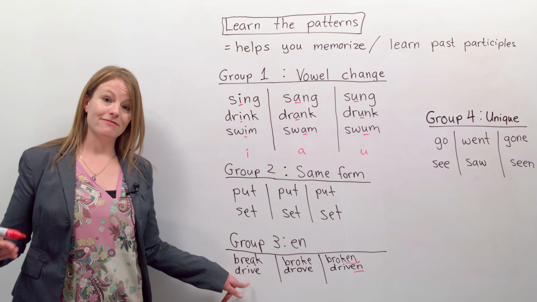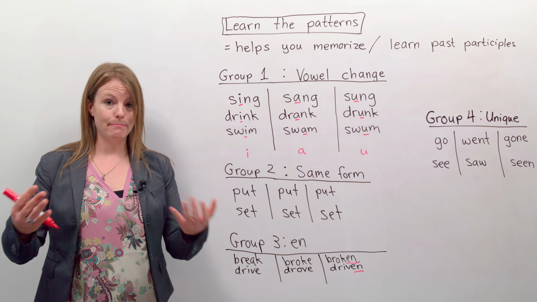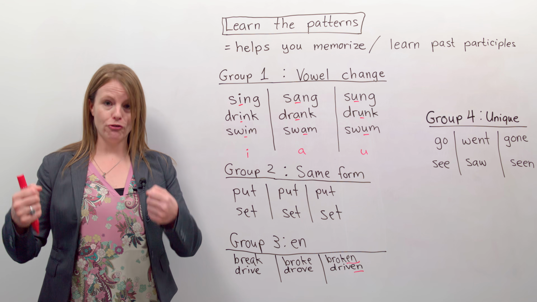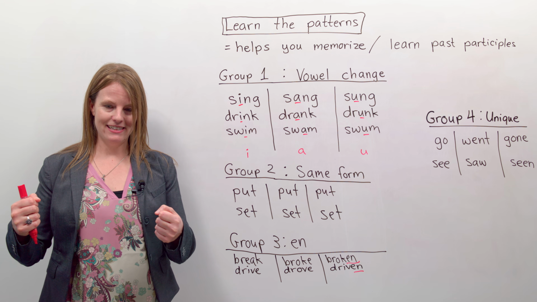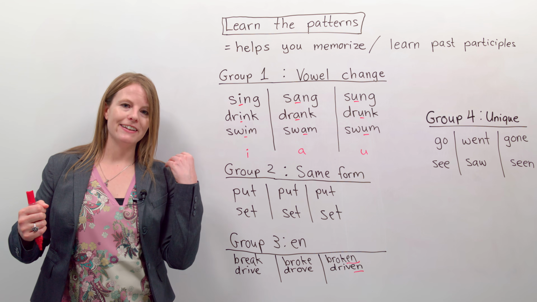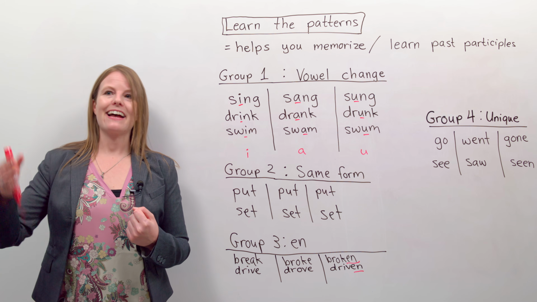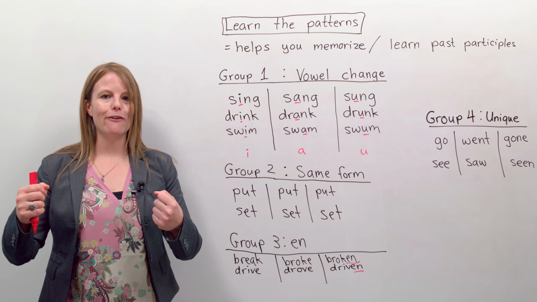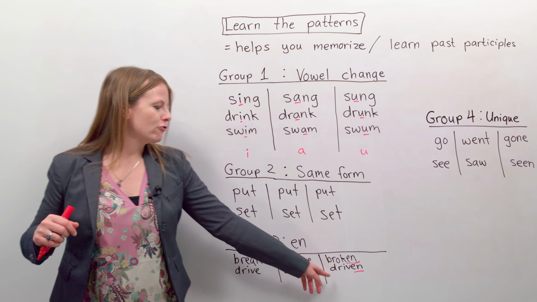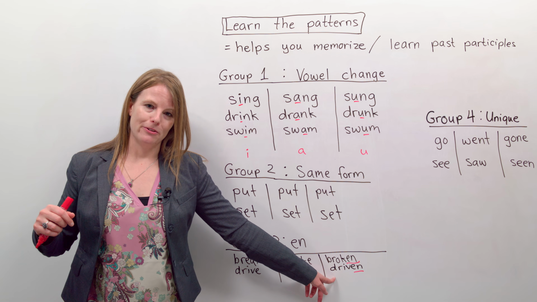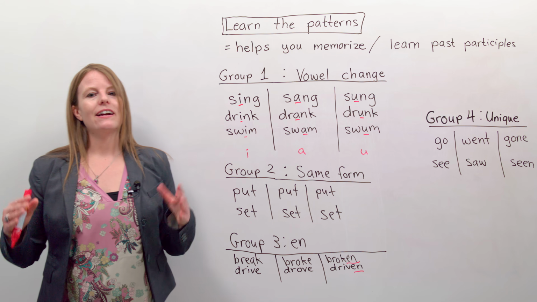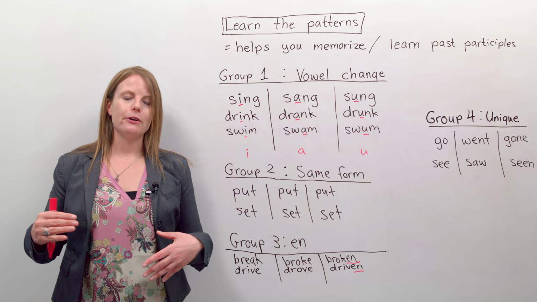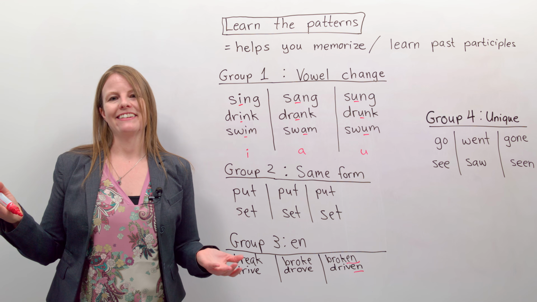Same with drive. Drive is an important verb. Many people drive. So drive is for the present. Drove is for the past. Last night I drove so far. And then driven is the past participle. So again, when you learn a new irregular verb, think about what group is it in.